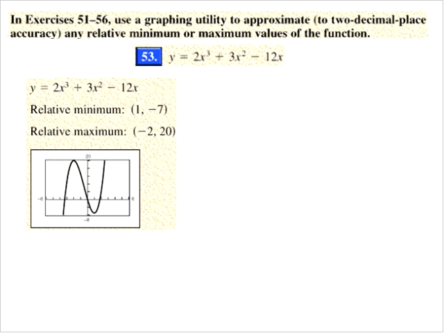All right, next, let's use a graphing utility to approximate any relative minimum or maximum values. All right, and we are going to be going over this one actually in the live class too, but we would use our graphing calculator and plug that in to get a graph that looks something like this. Now, a minimum is a low point. So here's a low point on my graph, and that looks like it's appearing at 1, negative 7. And a maximum is a high point on your graph, which appears to be right there at the point negative 2, 20.